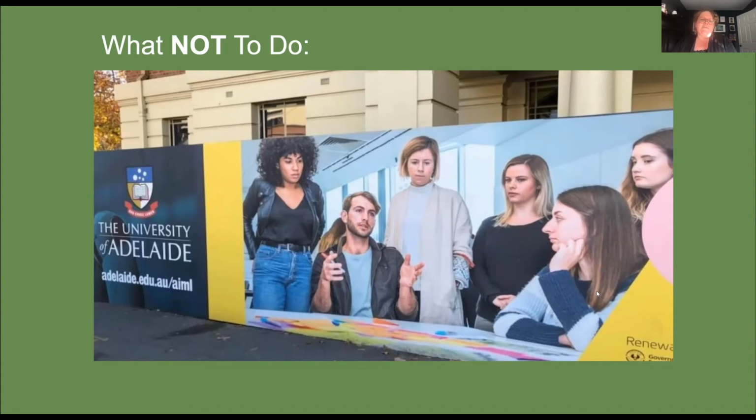My first reaction to this was, were there no women at the table when University of Adelaide decided to use this image? Because this definitely is giving off a mansplaining kind of vibe. And if you're really trying to be inclusive, obviously this isn't the way to do it. So I just wanted to pop this into the presentation as a good example of what not to do.